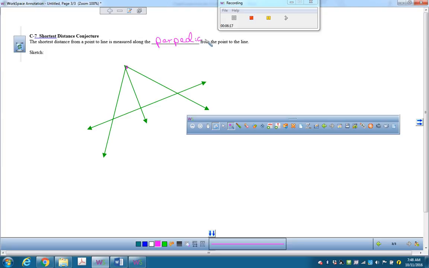Perpendicular from the point to the line. Okay? So if you want to get the quickest way from point A to a line, you go on the perpendicular. So if I want to get out to 88th Street out there, right? Probably the fastest way.